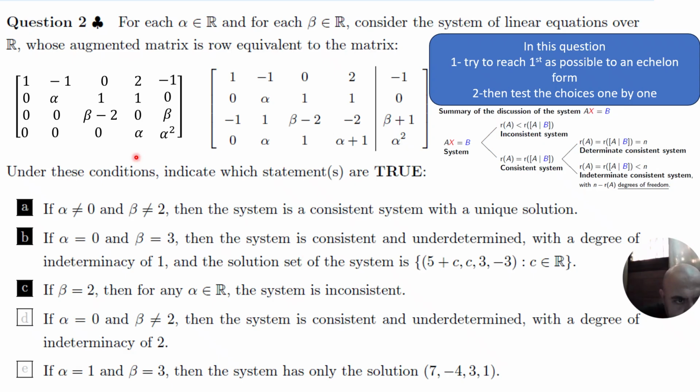If alpha is equal to 0, it means I lost the last row. Beta doesn't equal 2, so the second row remains. Then the system is consistent underdetermined with a degree of indeterminacy of 2. This is not correct. We already proved in statement B that it is with a degree of freedom of 1. If alpha is equal to 1 and beta is equal to 3, then the system will definitely have a unique solution, but once you try to solve it, you will have a solution different from this result. So you will have to continue to the reduced echelon form, get your solution, and compare the results.